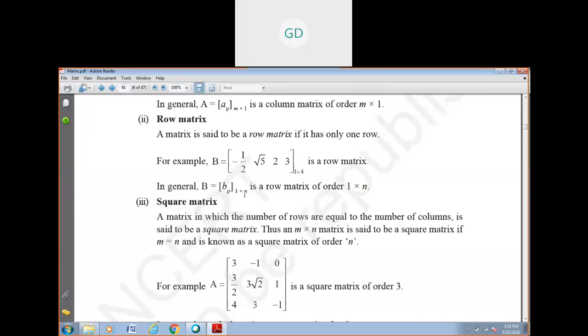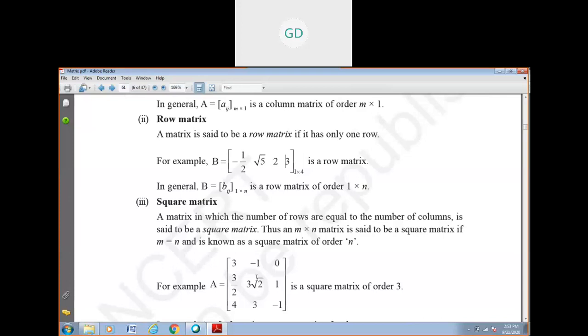Next, the square matrix. By the name of the type of matrix, it is a square matrix. You know, square means the same dimension, length and breadth. So if the number of rows and the number of columns are the same in the matrix, then definitely its shape will be square. That's why it is called a square matrix. For example, here you see 3 rows and 3 columns. That means the number of rows and columns are the same. Any matrix having the same number of rows and columns is called a square matrix.